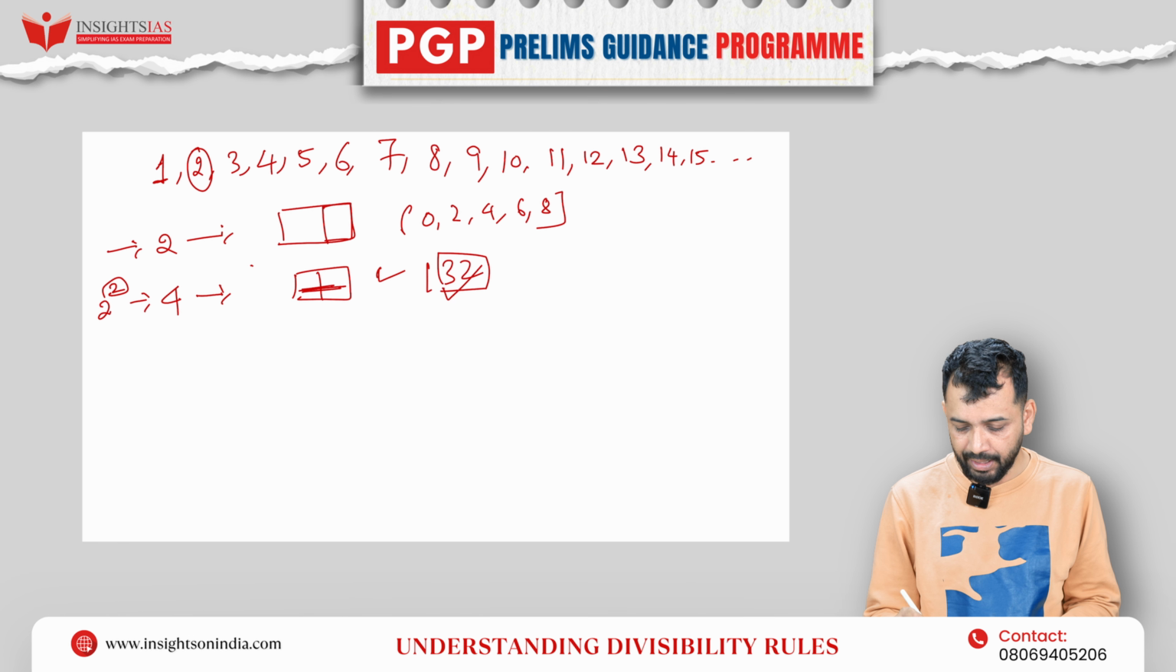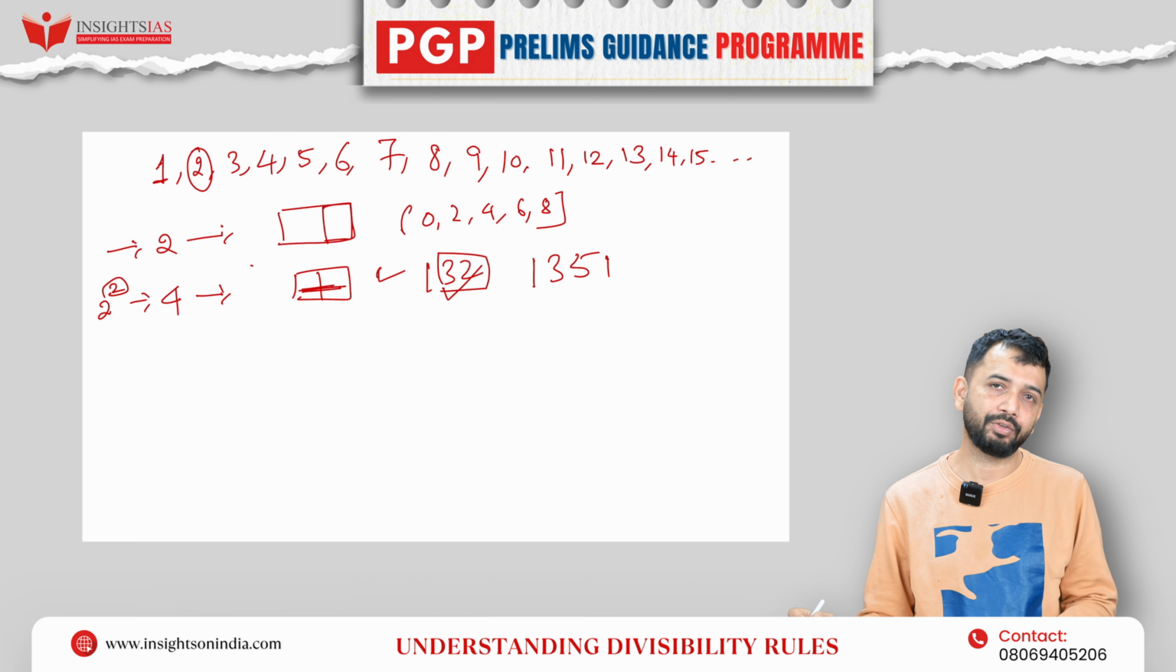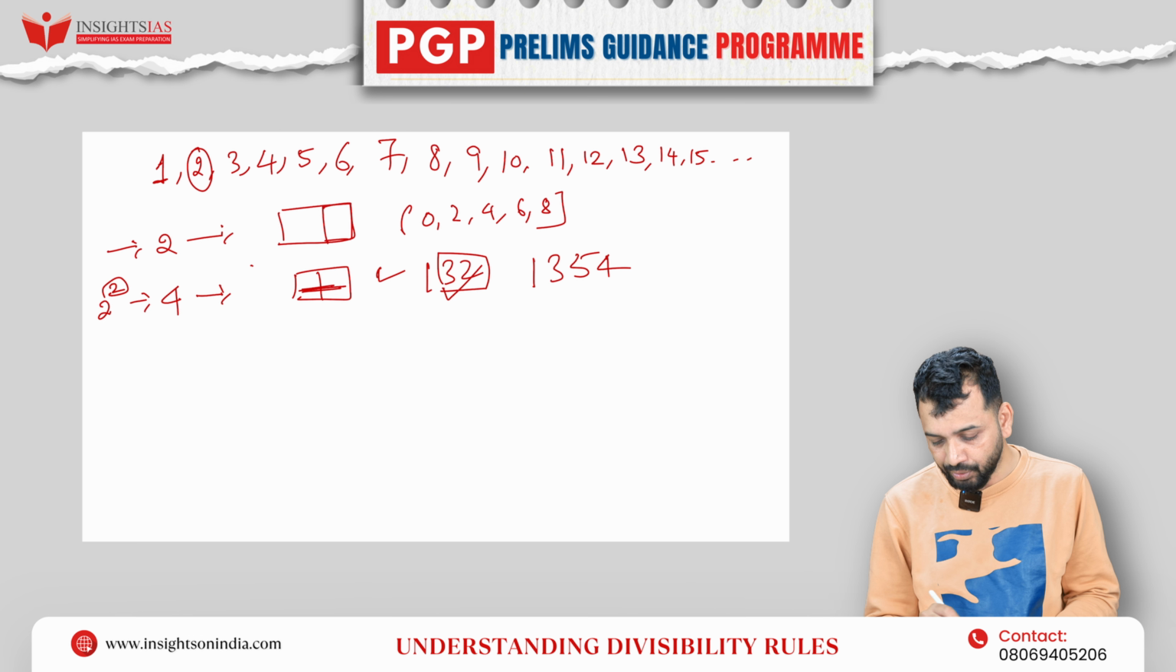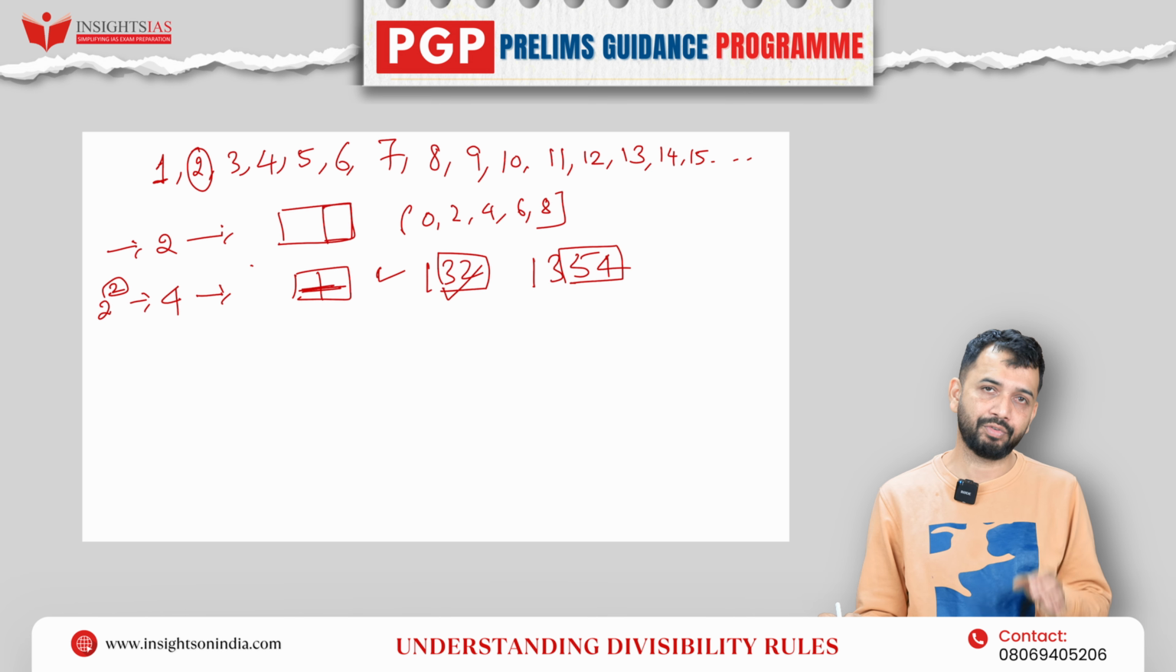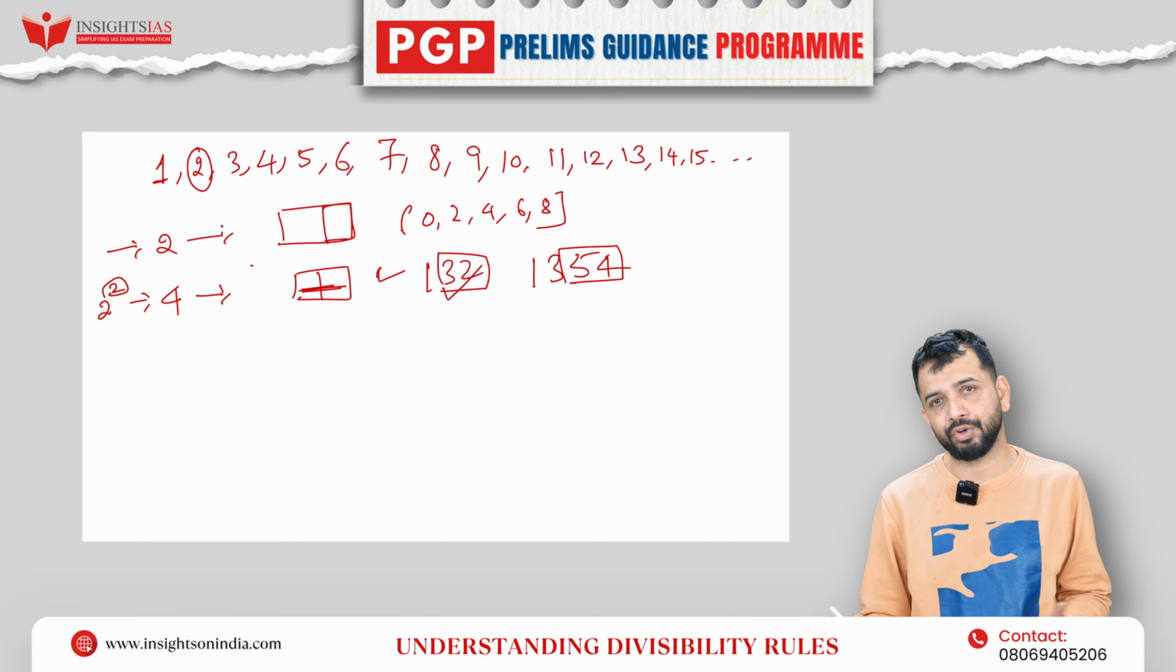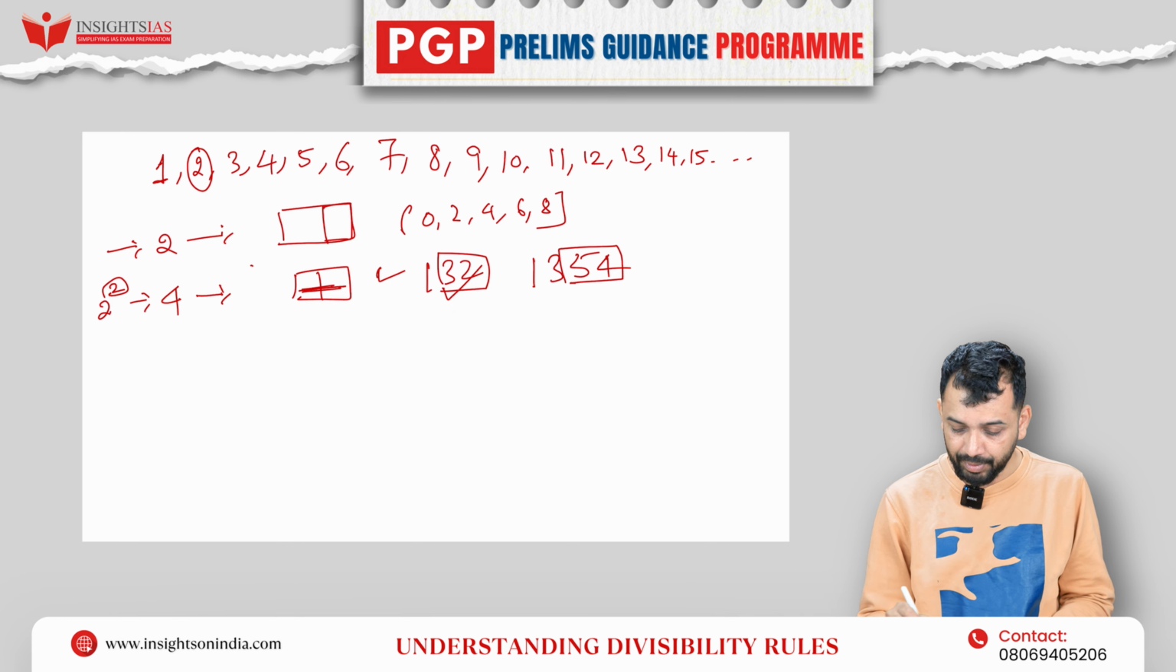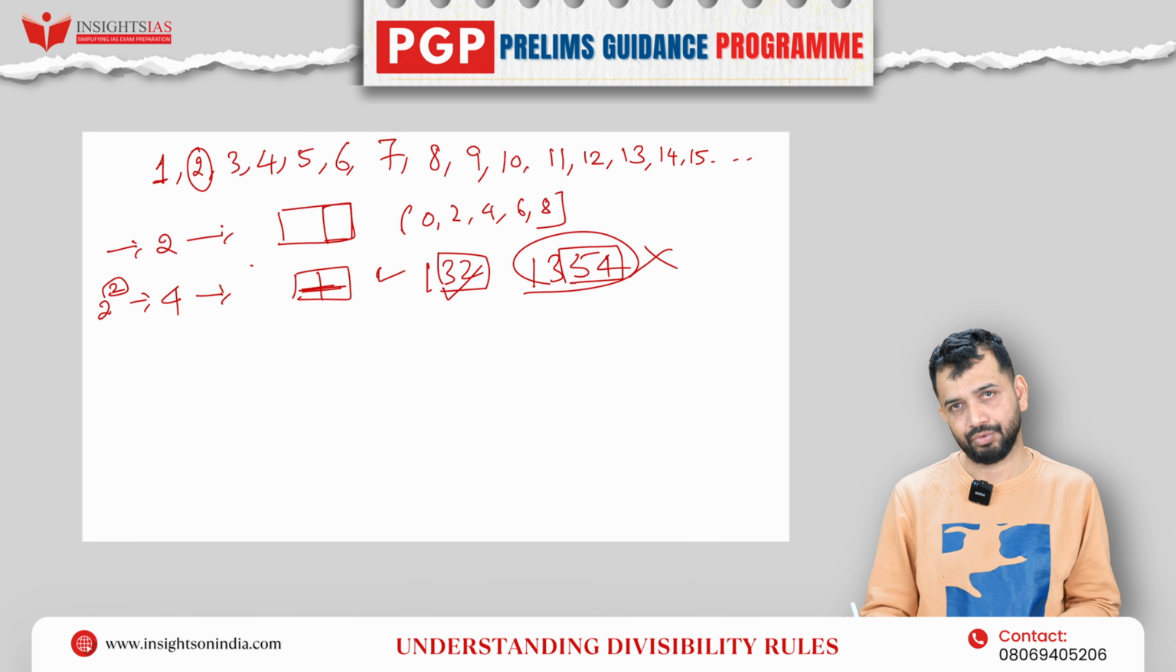Similarly, if we have 1354, I don't need to check completely. All I check is the last 2 digits, that is 54, and whether 54 is divisible by 4. Since 54 is not divisible by 4, this number is also not divisible by 4.